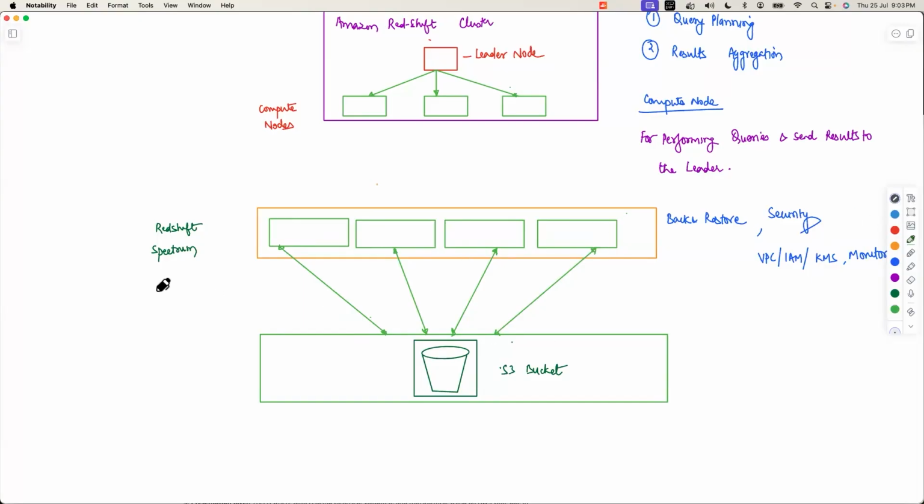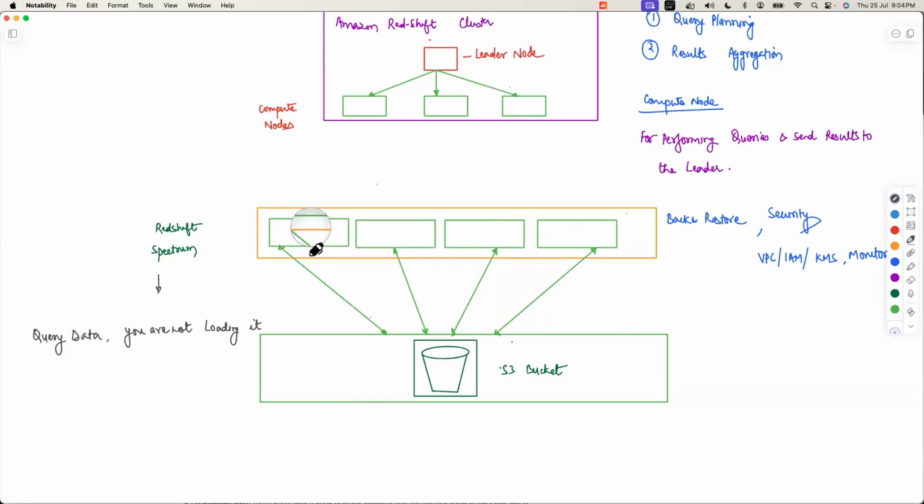So the intelligent part of this Redshift cluster, or the Spectrum, is, let's say you have data sitting in S3. The benefit is you can query the data which is sitting in S3, but you are not loading it, right? Wherever it is kept, you do the query there itself, right? That is the benefit you get with Redshift Spectrum.